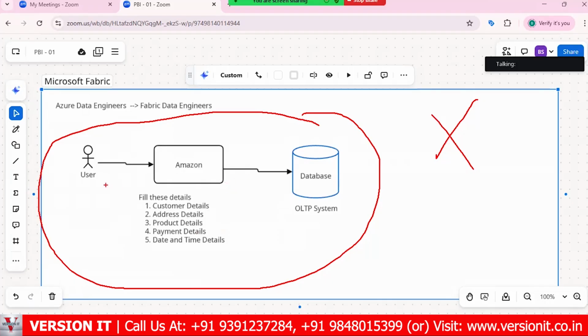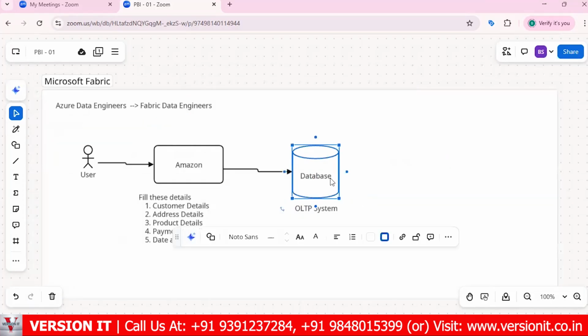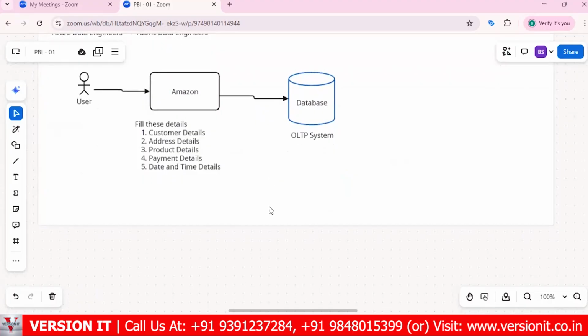But why it is important is because we are going to pull the data from the OLTP systems, online transactional processing systems. This entire work will be done by application developers and database developers, and they're going to feed the data into this system. From here, our journey is going to start. From the OLTP system, our actual journey to do the data processing is going to start.